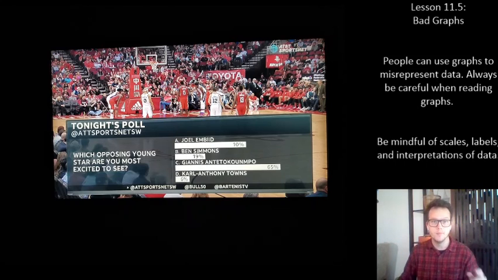Here's another lighthearted one. Basketball. Which opposing young star are you most excited to see? It looks like 10% are Joel Embiid, 19% Ben Simmons, Giannis Antetokounmpo 65%, and 6% with this guy, Karl-Anthony Towns. Why does Joel Embiid get such a big bar for only having 10% and his teammate Ben Simmons has almost twice as many people interested? What the heck? Bad graph.